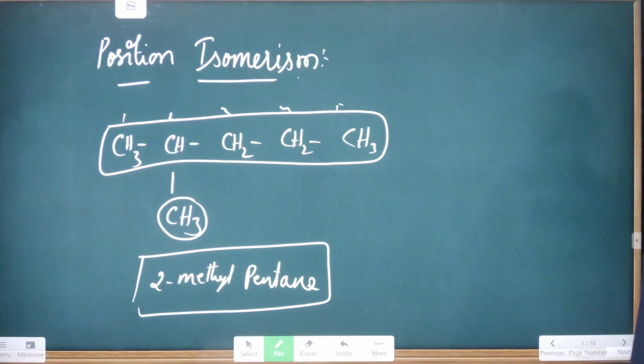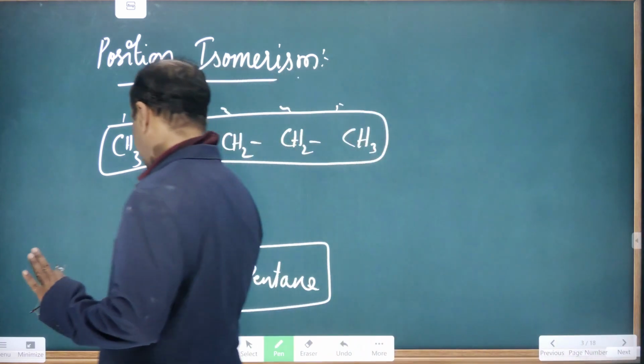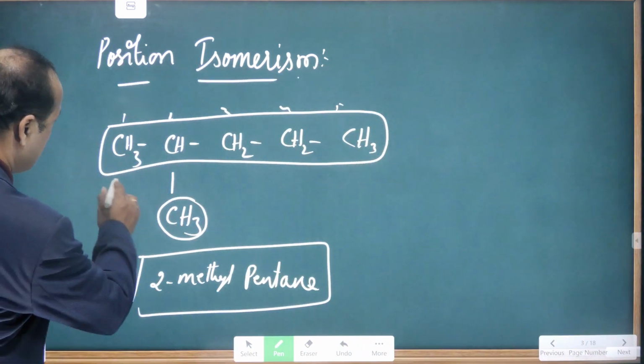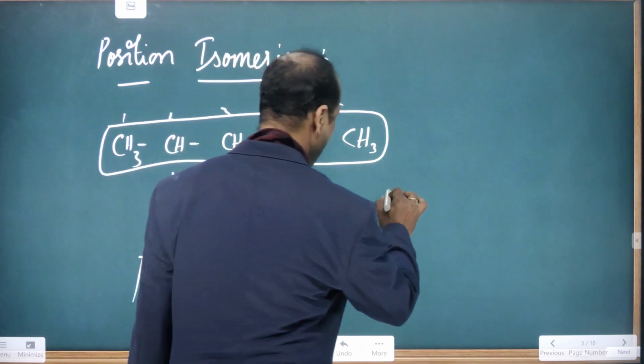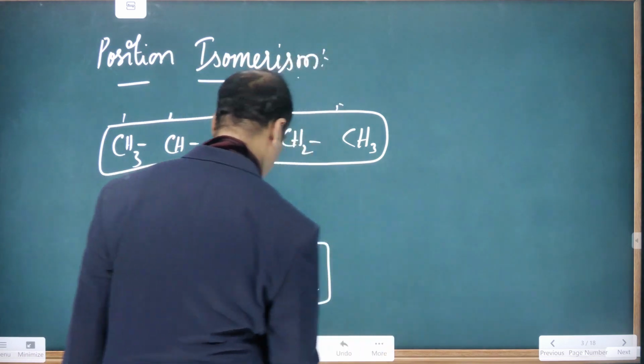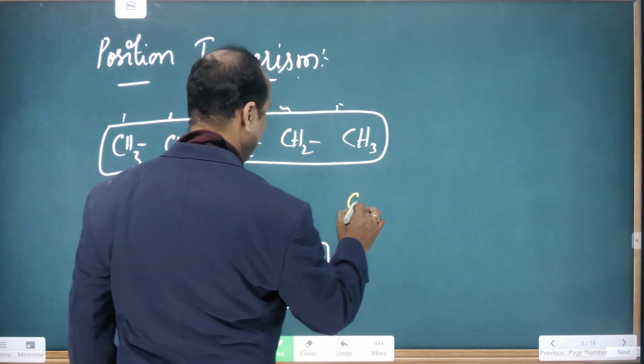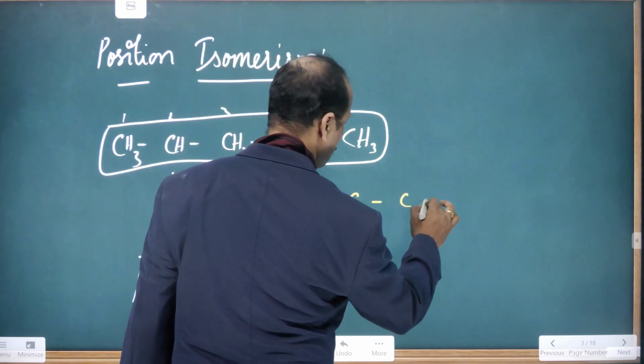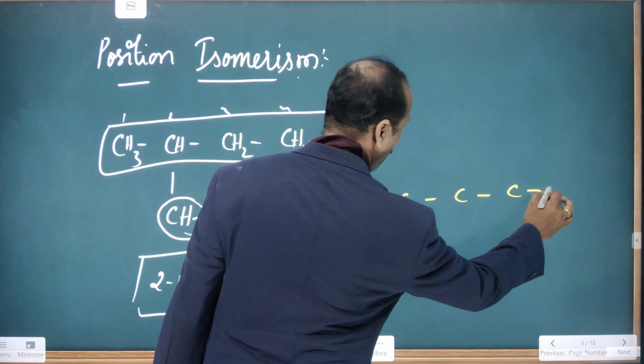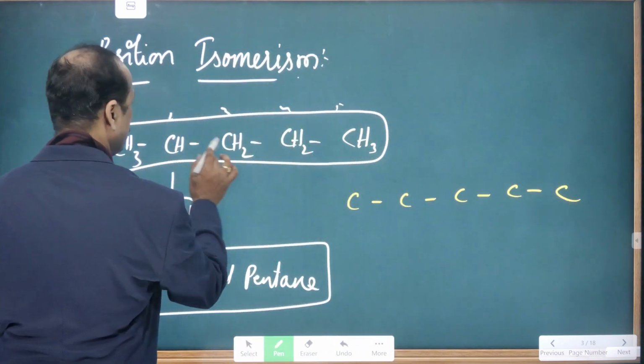Right. So that is 2-methyl pentane. Now see here, the same thing I can write like this also. Here I am writing with a different color so that you can understand. So see, same structure I am writing. 1, 2, 3, 4, 5. So 1, 2, 3, 4, 5.